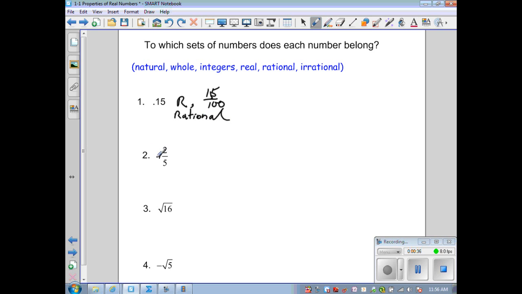Number 2, 4 2/5. Decimals and fractions are not included in natural, whole, and integers. Therefore, this is a real number, and it can be written as a fraction. 4 times 5 is 20 plus 2 is 22/5. And therefore, it is rational.